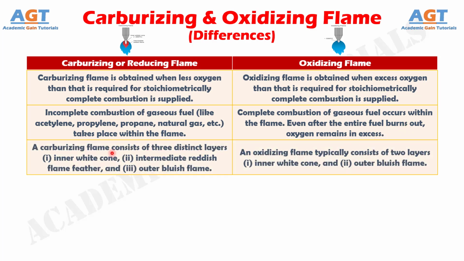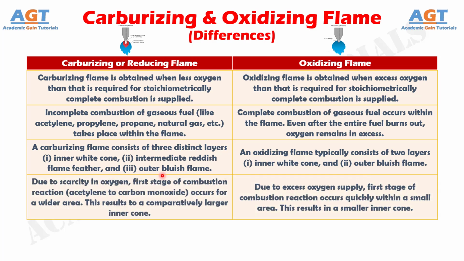Number 3. A carburizing flame consists of 3 distinct layers: an inner white cone, an intermediate reddish flame feather, and the outer bluish flame, whereas an oxidizing flame typically consists of 2 layers, an inner white cone, and the outer bluish flame. Number 4. In a carburizing flame, due to scarcity in oxygen, first stage of combustion reaction, from acetylene to carbon monoxide, occurs for a wider area. This results in a comparatively larger inner cone, whereas, in an oxidizing flame, due to excess oxygen supply, first stage of combustion reaction occurs quickly within a small area. This results in a smaller inner cone.